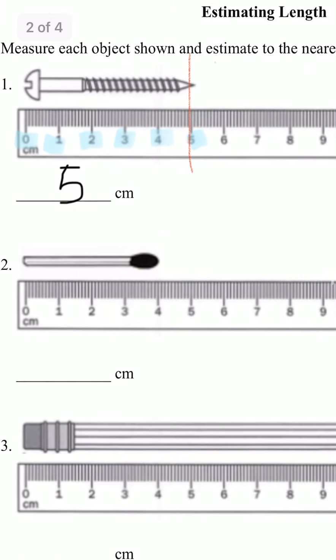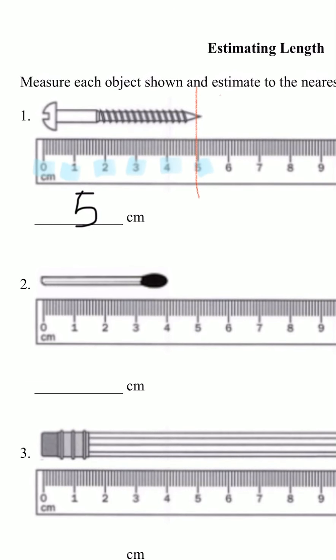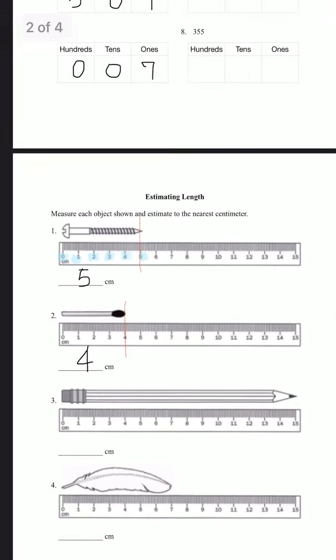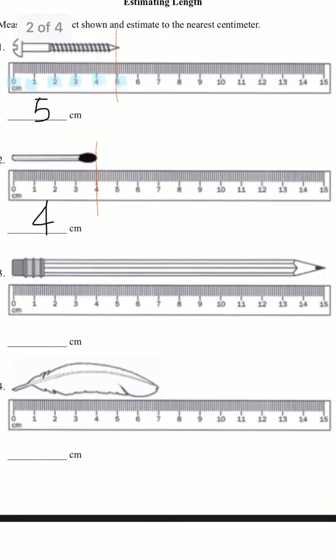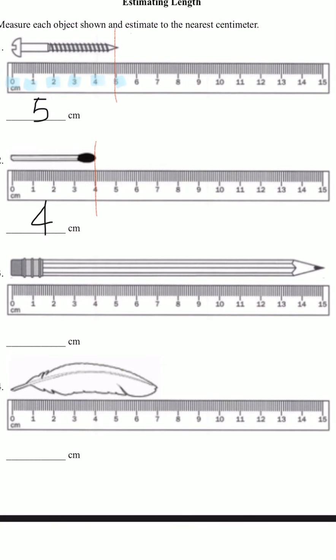Okay, now let's try number 2. We have to see where it ends. It is at 4 centimeters, right? It is the nearest to 4 centimeters, so we have 4 centimeters. And there is a pencil. Now it's much longer than the other ones. It ends right here, which is 15, so it is 15 centimeters long.